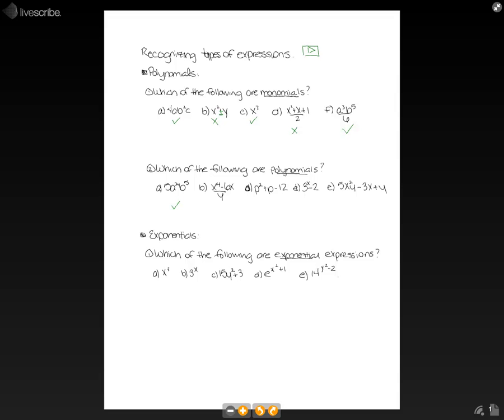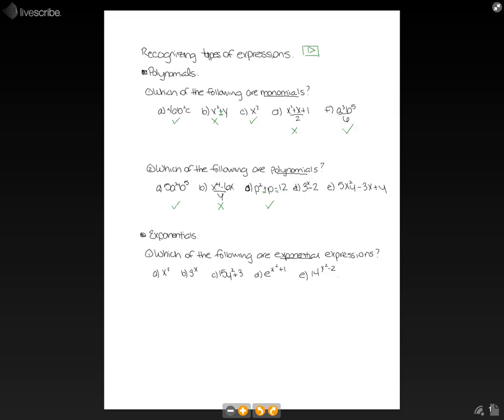B, we have x to the 4th minus 6x over y. Since there's a y in the denominator, this cannot be a polynomial. For C, we have p squared plus p minus 12. And since this is a polynomial, we can have addition and subtraction, so this is correct for a polynomial.